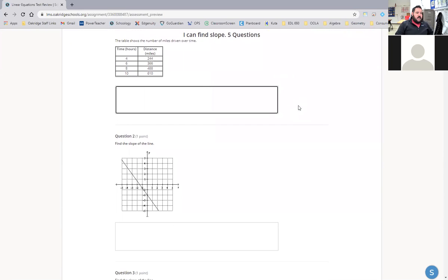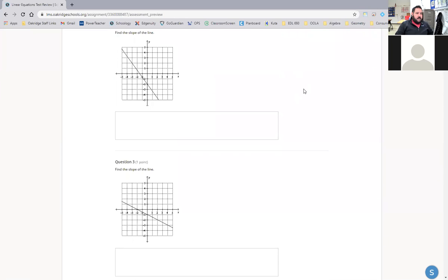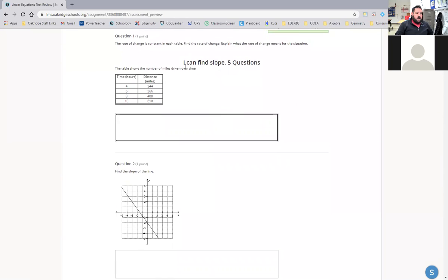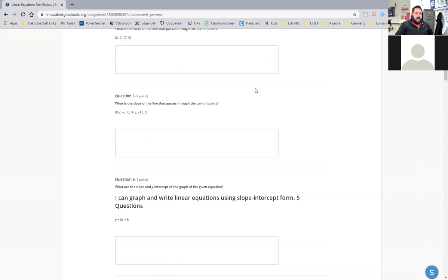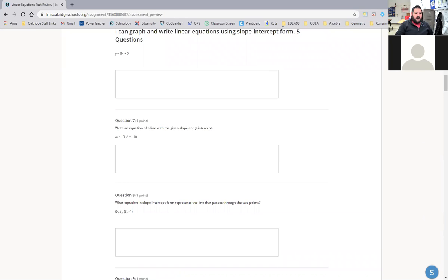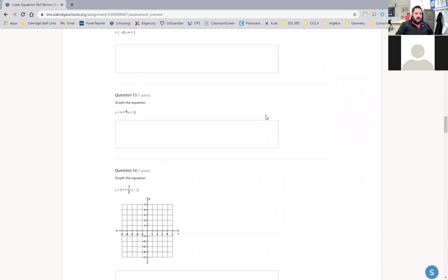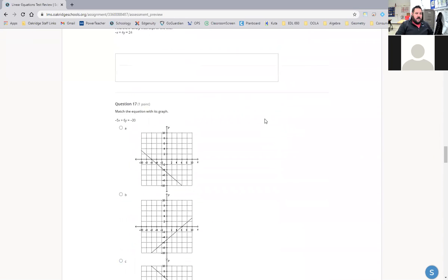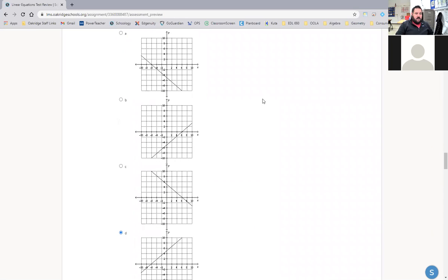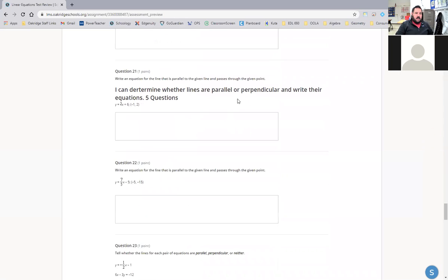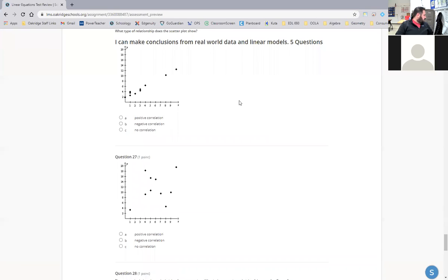The goal is, Thursday, your test will probably mostly just cover the slope stuff, slope-intercept form, and point-slope form. Monday, we'll finish up with standard form, parallel, perpendicular, and our linear models. So it's cut in half that way.